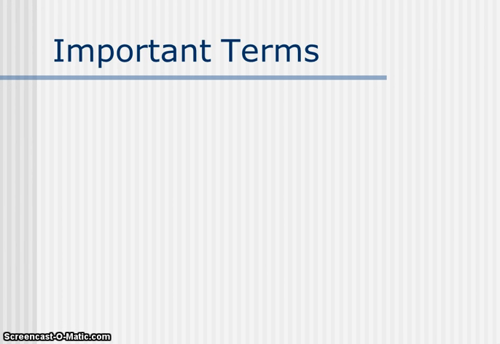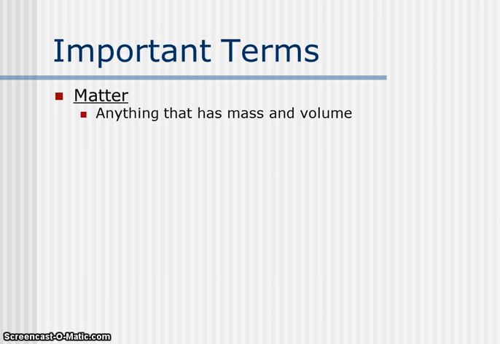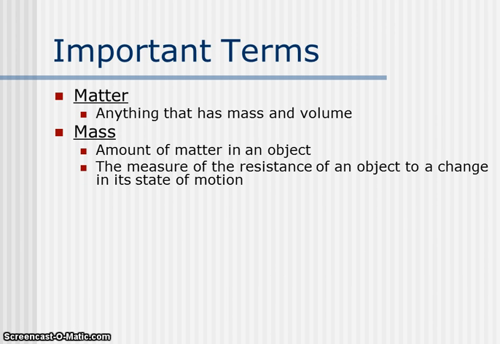Now let's look at some important terms that we're going to be using throughout the year. The first term that we're going to deal with is what's called matter. And when we look at matter, matter is defined as anything that has mass and volume. So let's define those two terms. Mass is a measure of the amount of matter that's in an object.